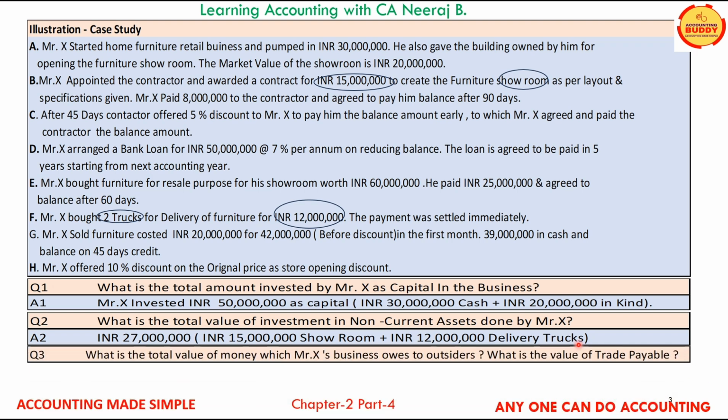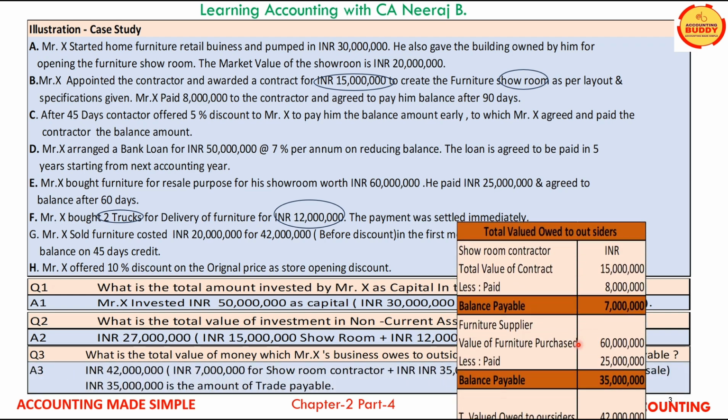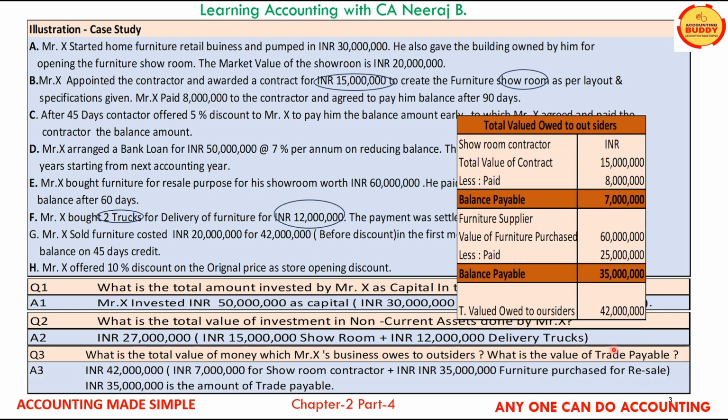Question number 3, what is the total value Mr. X business owes to the outsider and what is the value of trade payables? Now the total value owed by Mr. X business to the outsiders is 42 million. 7 million he owes to the contractor and 35 million he owes to the furniture supplier. So 42 million is the total amount outstanding which is owed by the business to the outsiders. Now as far as trade payables are concerned, Mr. X's business owes 35 million to the supplier of the furniture.